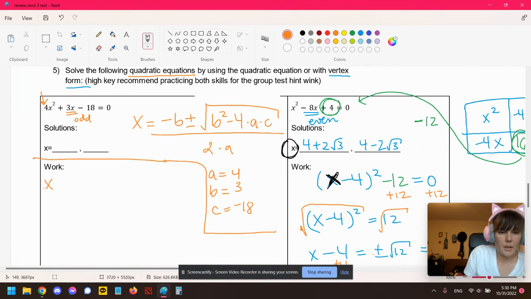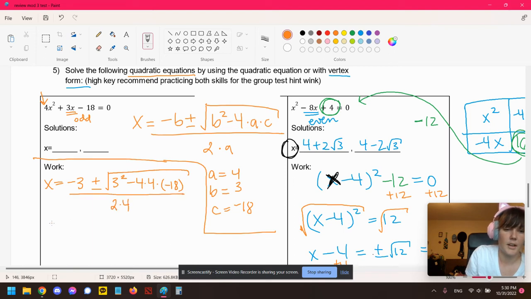Sorry, y'all. I'm going to take my a, b, and c and plug them into my quadratic equation. I'm going to get negative 3 plus or minus the square root of 3 squared minus 4 times 4, because the first 4 is just in the equation, the second 4 is the a, times negative 18, all divided by 2 times 4. Again, the 4 being a.